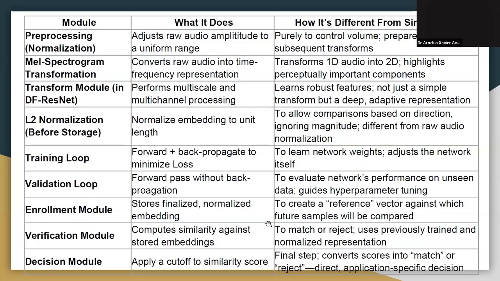the future samples will be compared. Here in the verification module, it computes similarity against stored embeddings. This is where the final identity is matched, to either reject or accept. The decision module applies a cutoff to the similarity score and makes the final match decision.